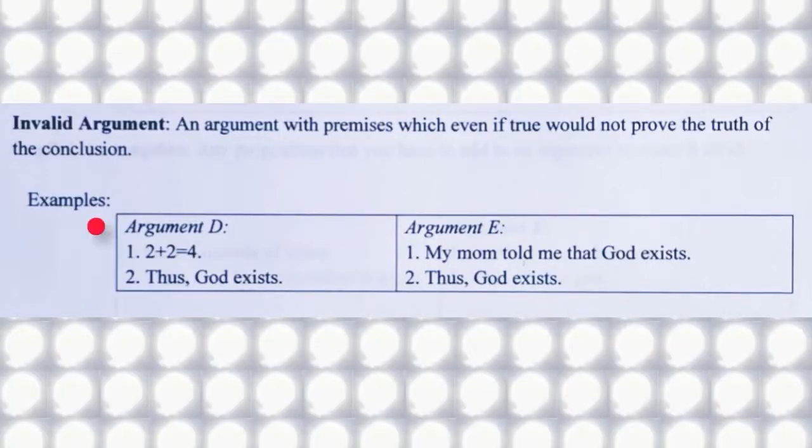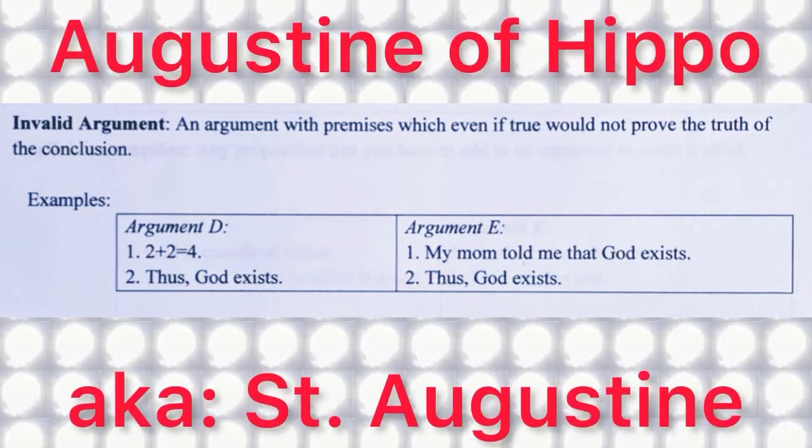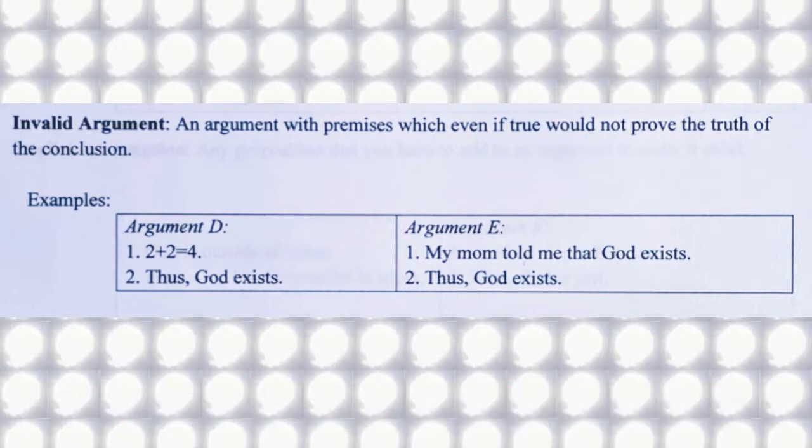So argument D: 2 + 2 = 4, thus God exists, right? Obviously there's some disconnect between the premises and the conclusion. It could be the case that 2 + 2 = 4, but the case that God did not exist, or at least it seems so, right? Maybe Augusta might have something to say about that when we get there. But the point here is that I want you to see there's some jump. The conclusion does not follow cleanly from the premise as it does in the other arguments that we discussed.